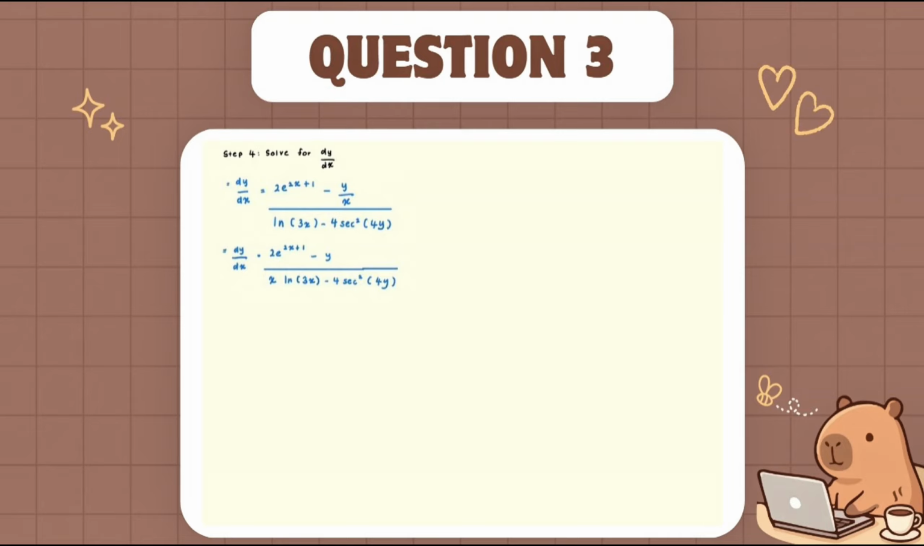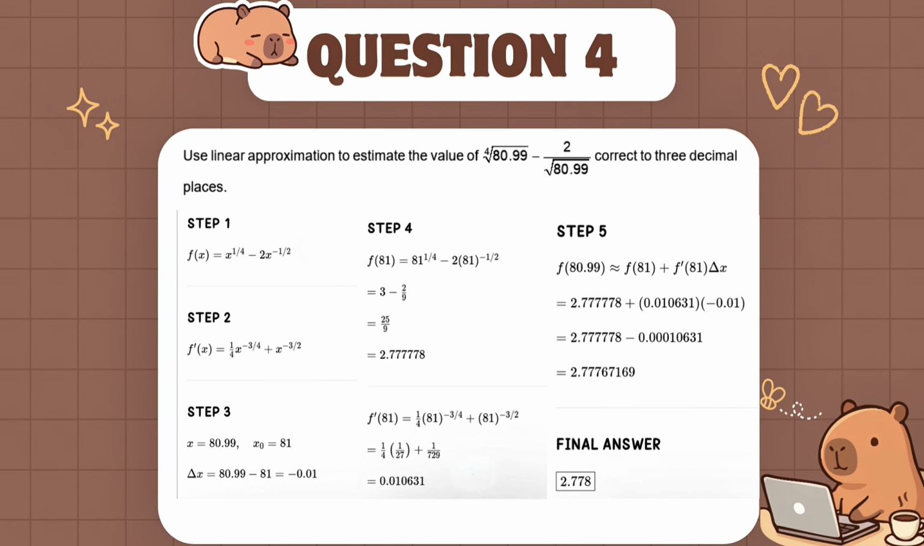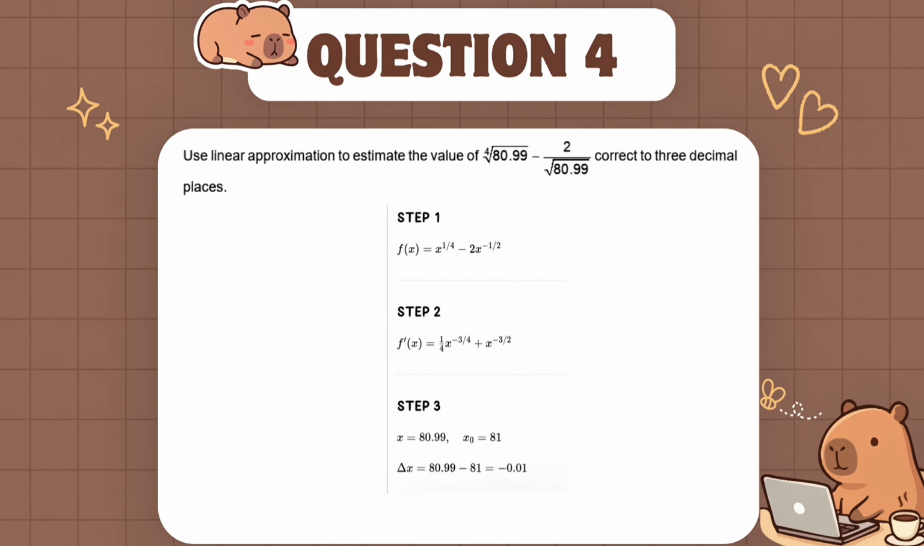Thank you. Now, I will present question 4, which requires us to use linear approximation to estimate the value of the fourth root of 80.99 minus 2 divided by the square root of 80.99, correct to 3 decimal places. First, let the function f(x) equal x to the power of 1/4 minus 2x to the power of negative 1/2.